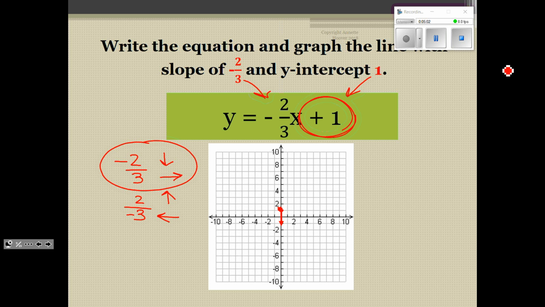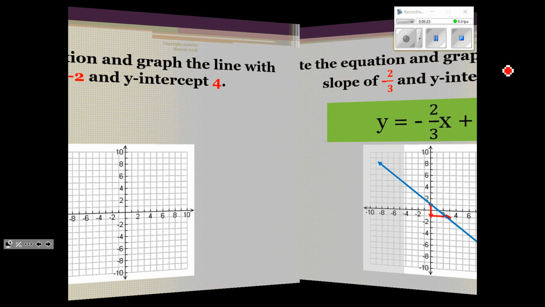Down 2, to the right 3, and that gives us a point right there. If we use the other one, we start at the y-intercept and we go up 2, over 3. And again, this point is within the same line. And it's a negative slope, as we see right here. So you see it going downhill. That's what negative slopes do.